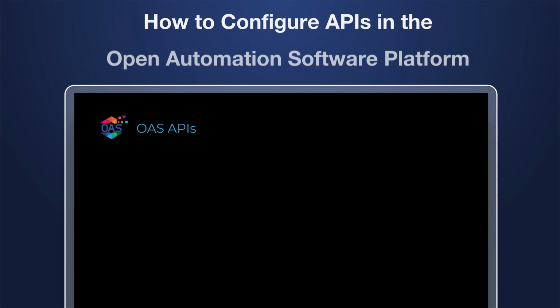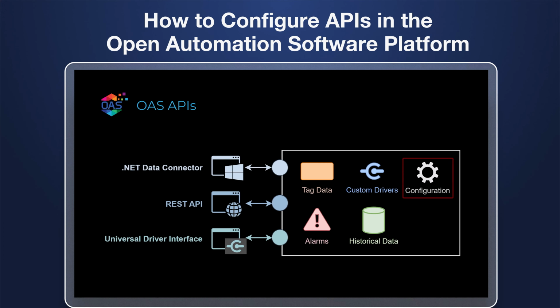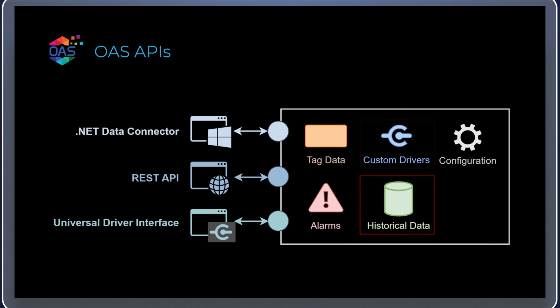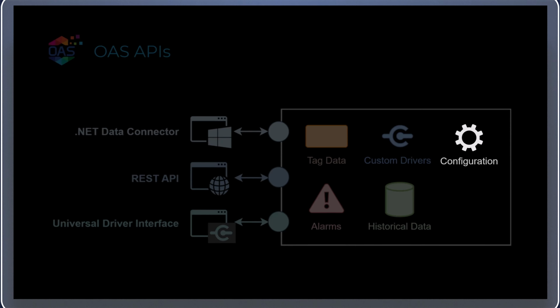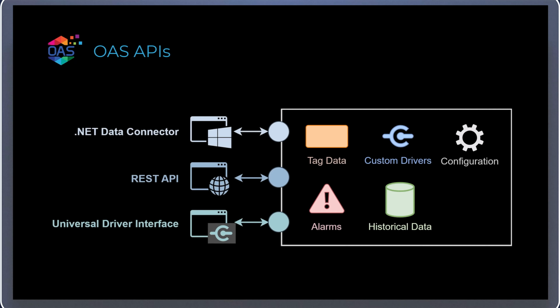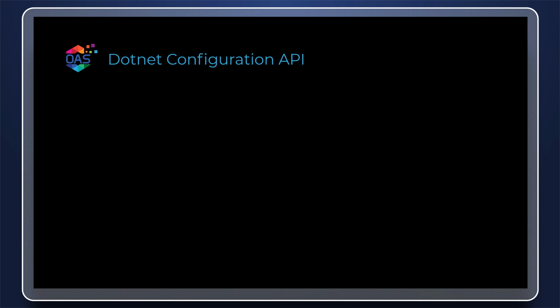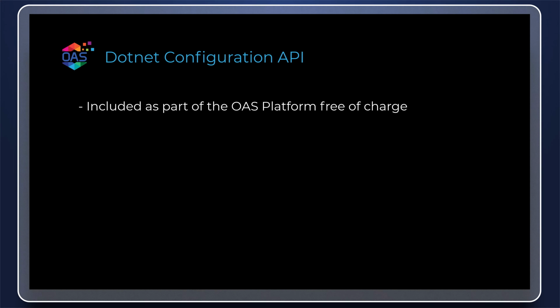The Open Automation software platform has a number of APIs available for configuration: real-time data access, historical data access, and custom drivers. In this video, we will focus on how you can use the .NET OAS Configuration API to configure the OAS platform programmatically. The OAS Configuration API is included as part of the OAS platform free of charge.